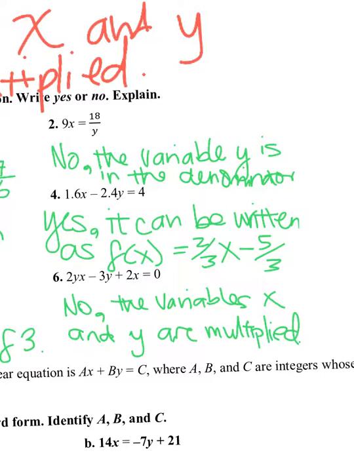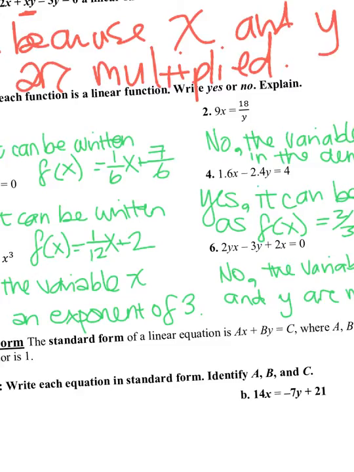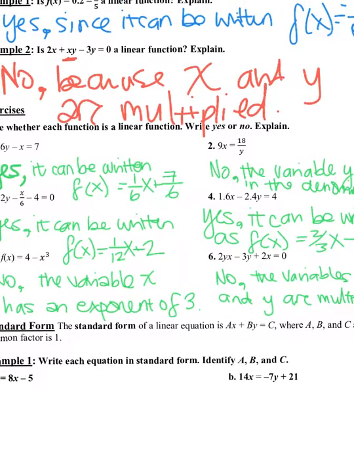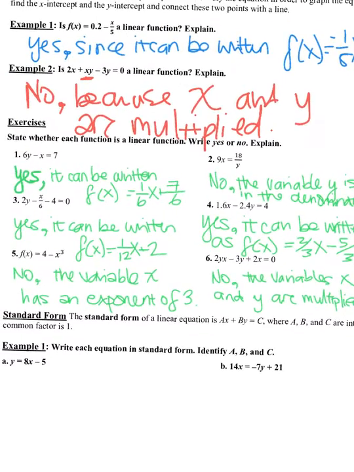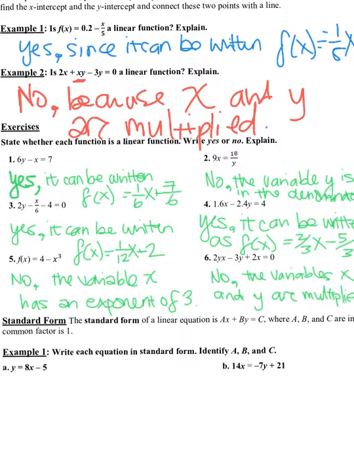That's what it means to be a linear function. Let's continue on to standard form. The standard form of a linear equation has to be a linear equation, but if it's written in this form, it is considered standard form: ax + by = c.